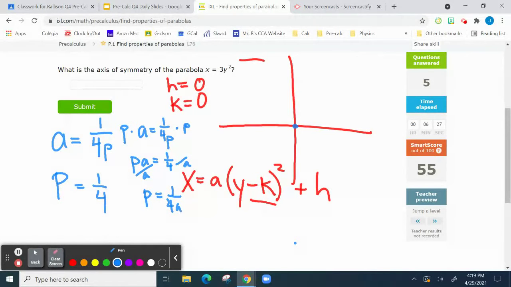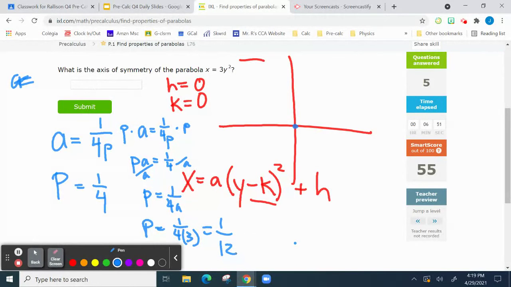All right, so we've got our A, and that'll give us our P distance, right? So A equals 1 over 4P. We're going to go P equals 1 over 4A, aren't we? P equals 1 over 4 times 3. So P equals 1 over 12.